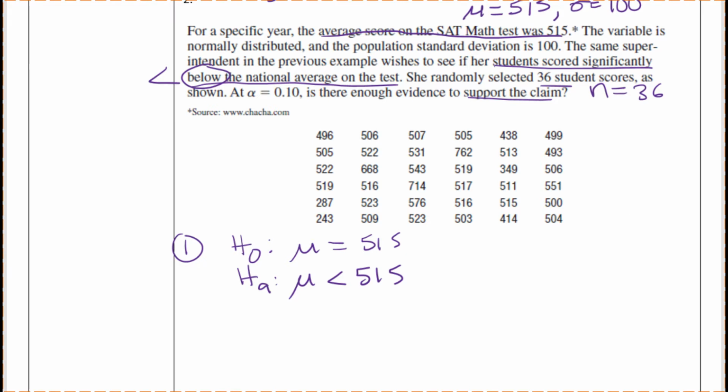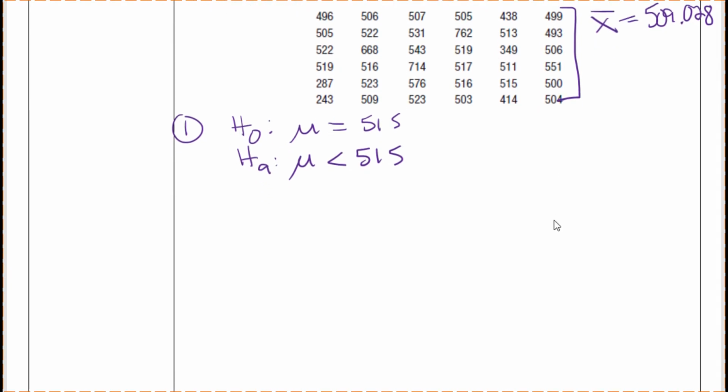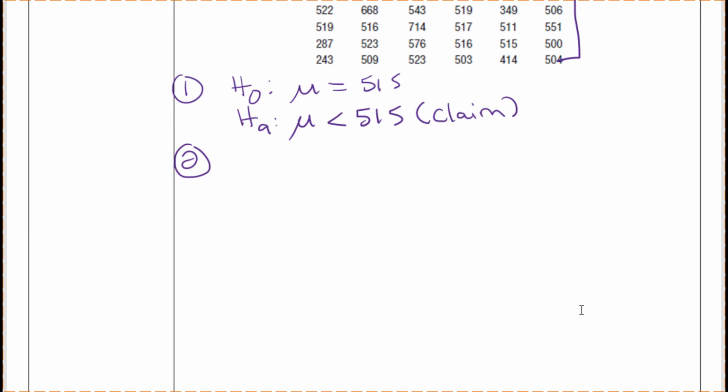All right, so we have all the variables except for x bar. So we need to use the data here in order to calculate x bar. If you plug that into the calculator, add them all up, and then divide by 36, or use data calculation methods in the calculator, you will get an average of 509.028. Now that we got the x bar, we're going to go ahead and label this as my claim. That way we can use that later whenever we do the conclusion.